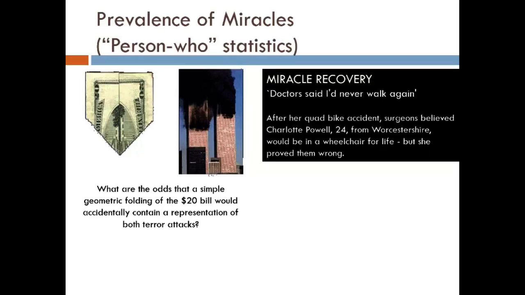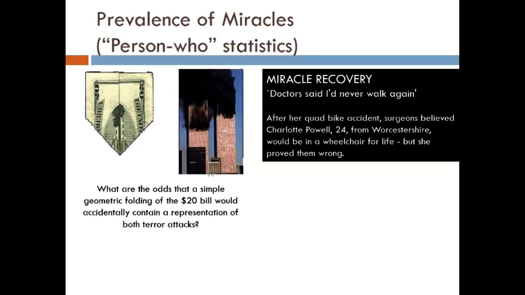Here's another example of a person who statistic. Miracle recovery. Doctors said I'd never walk again. And what I pulled from this article was that at the very end it says, she proved them wrong. So when doctors come in and tell you you have a 70% chance of being paralyzed, that does not mean that you're going to be paralyzed, does it? It means you have a 70% chance of being paralyzed.